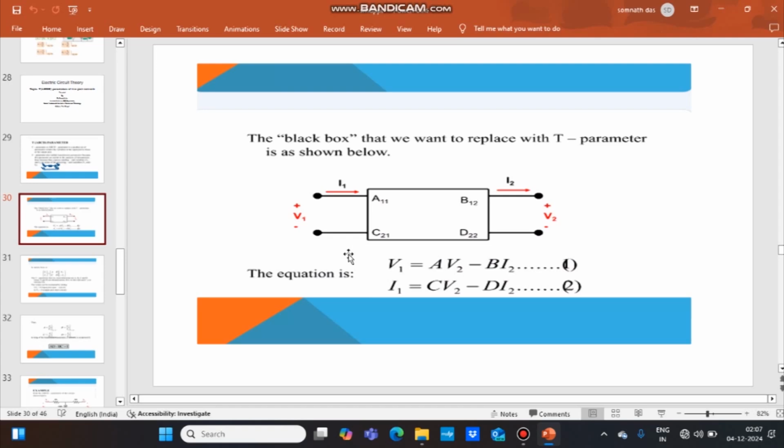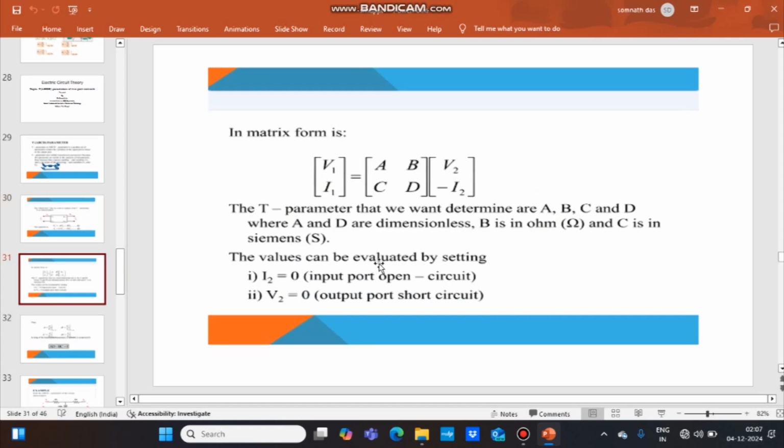Here sending end voltage V1 and sending end current I1 are expressed in terms of output voltage V2, or receiving end voltage V2, and receiving end current I2. So V1 is expressed as V1 equal to AV2 minus BI2, which is shown in equation 1, and I1 is expressed as I1 equal to CV2 minus DI2, which is shown in equation 2. In matrix form, we can write [V1; I1] equal to the ABCD matrix times [V2; minus I2].